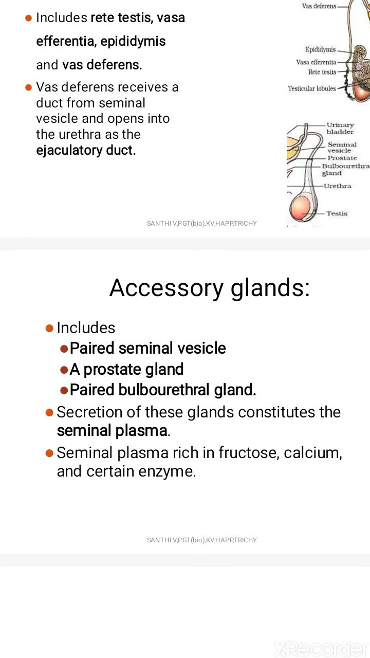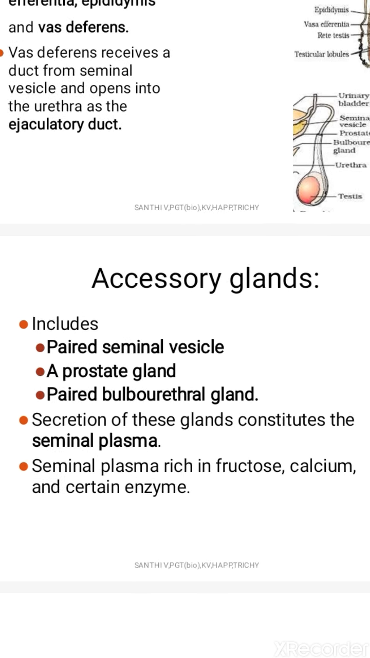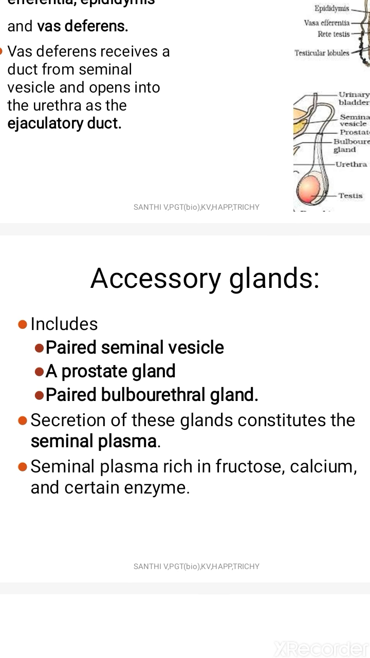The other is the accessory glands. The accessory glands include the pair of seminal vesicles, the prostate gland and the bulbourethral gland. These glands produce secretions, and the secretion is known as seminal plasma. The seminal plasma is rich in nutritive substances: fructose, calcium and certain enzymes. It provides nutrition for the sperm.